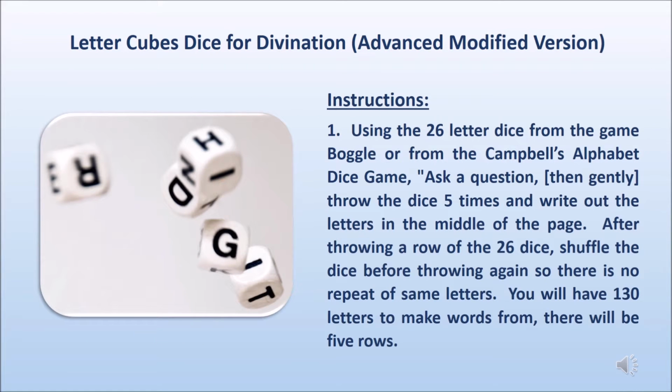Here are the instructions for step 1 of the dice divination method. Step 1 is using the 26 letter dice from the game Boggle or from the Campbell's alphabet dice game. Ask a question, then gently throw the dice 5 times and write out the letters in the middle of the page. After throwing a row of the 26 dice, shuffle the dice before throwing again so there is no repeat of same letters. You will have 130 letters to make words from. There will be 5 rows.